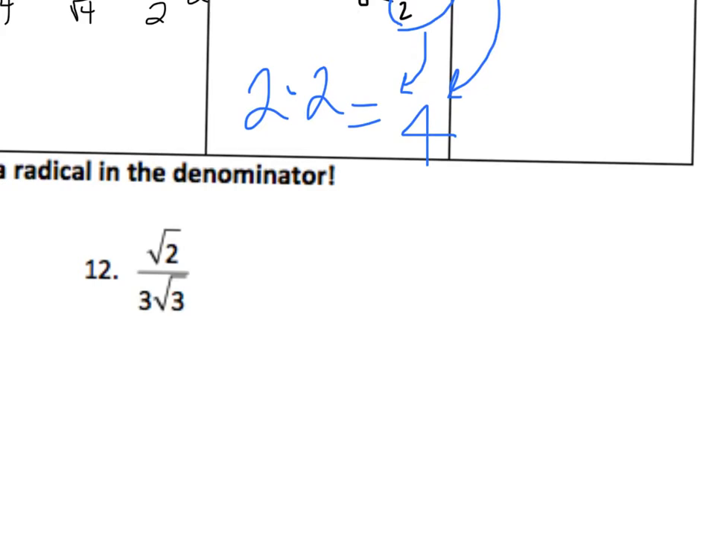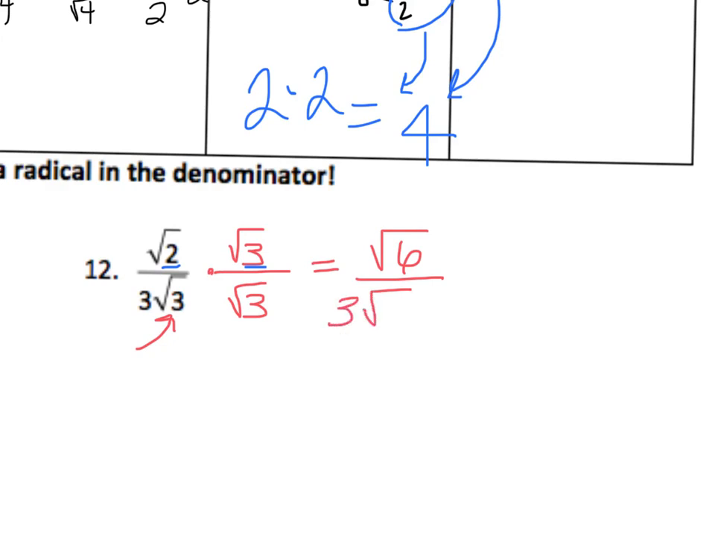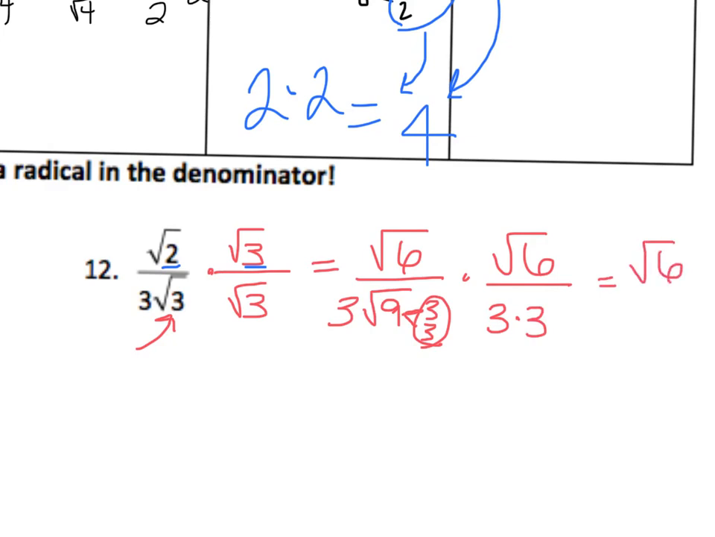Okay, roots in the top are fine. It's the roots in the bottom that are not good. So the root that's in the bottom here in number 12 is the square root of 3. So I multiply top and bottom by the square root of 3. Since I'm multiplying 2 roots, I can multiply 2 and 3 together and say the square root of 6. And then I've got 3 times root 9. And now 3 root 9. 9 breaks down into 3 and 3. So I have 3 times 3. So your final answer for this one would be root 6 over 9.